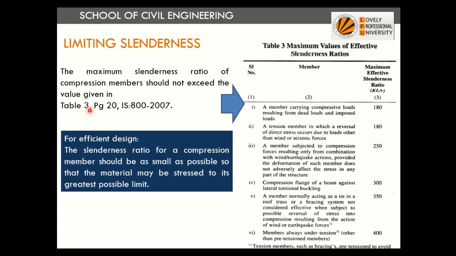So for optimization and to bring economy, reduce the cost and weight of the structure, what we do, we'll use a slender structure, right? And it should be capable of taking all the loads, and it should be serviceable also. So code has specified in Table 3, page number 20 of IS 800, that the maximum value of KL by r, that is slenderness ratio, is limited to 180. You can go through this table as and when required. As per numerical we can see it, right? So the limiting value of slenderness ratio as per IS 800 is 180.